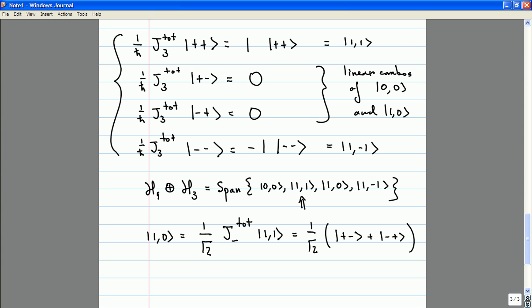And so that means that the state 0, 0 has to be the state in the Hilbert space that is perpendicular, or orthogonal, to all of the spin 1 states. So it has to be that other linear combination: plus minus minus minus plus.